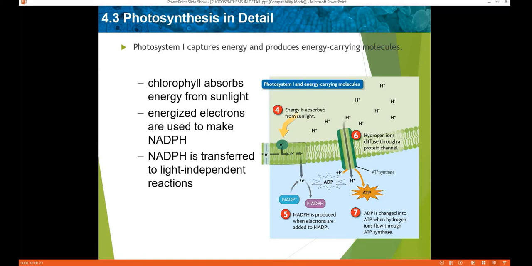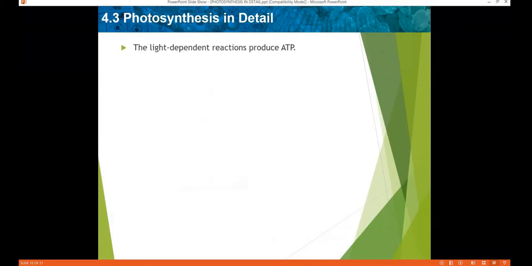Now, energized electrons have two functions. They provide energy for the hydrogen transport, and they are added to NADP to form NADPH. The flow of hydrogen ions through ATP synthase makes ATP. Then the products are oxygen, NADPH, and ATP.